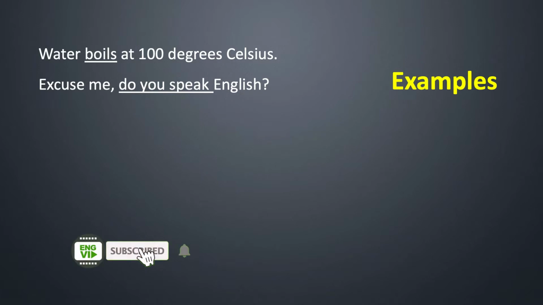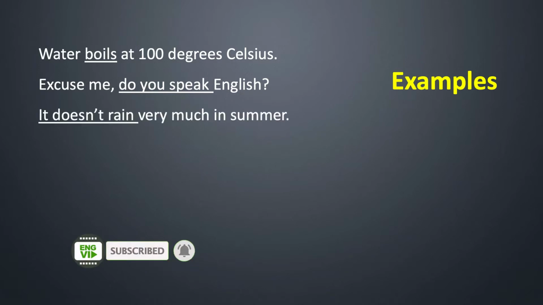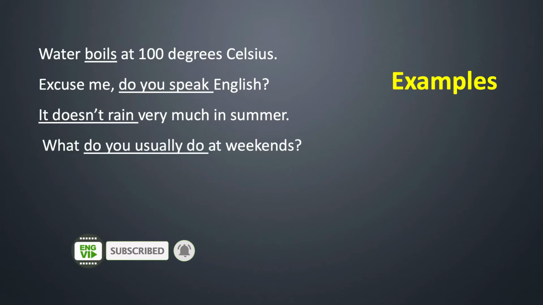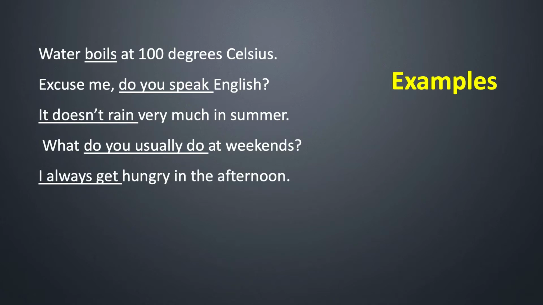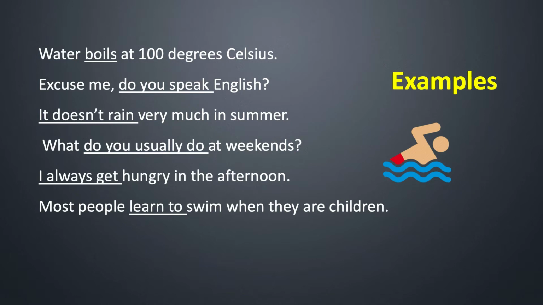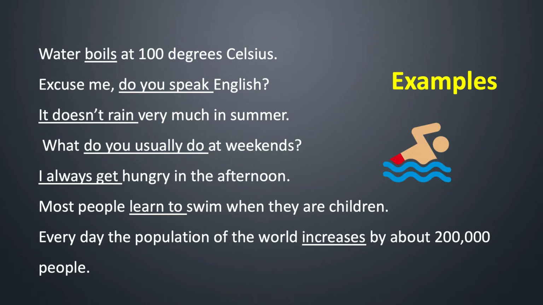Excuse me, do you speak English? It doesn't rain very much in summer. What do you usually do at weekends? I always get hungry in the afternoon. Most people learn to swim when they are children. Every day, the population of the world increases by about 200,000 people. So, as you can see in these examples, we use the simple for things in general or things that happen repeatedly.